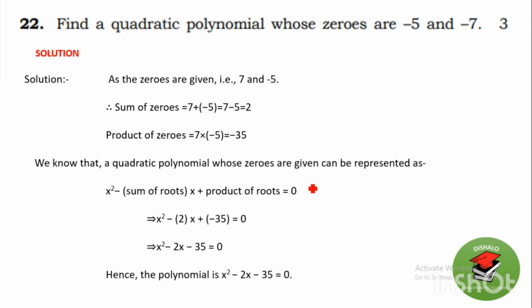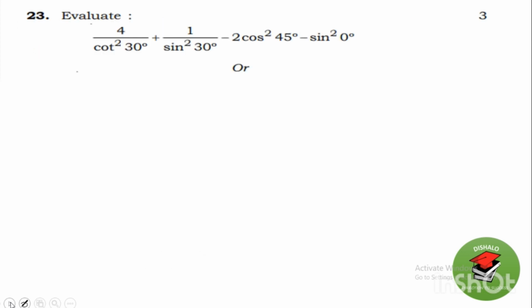And we know that a quadratic equation is given by x square minus the sum of the zeros x plus the product of the roots equals 0. So x square minus, what is the sum of the zeros? 2. And what is the product of the zeros? Minus 35, equals 0. Okay, we just put down the formula and get the answer. So this was also very easy.